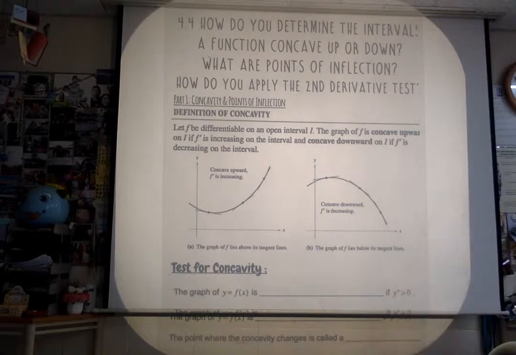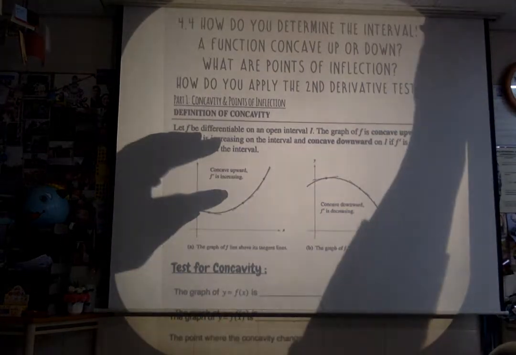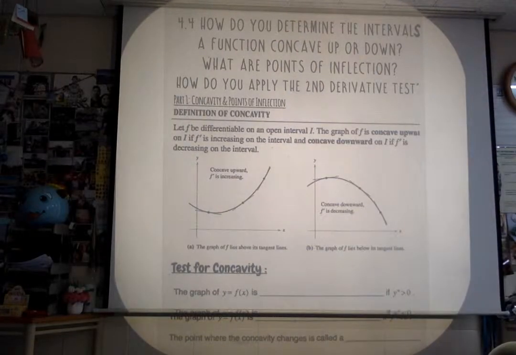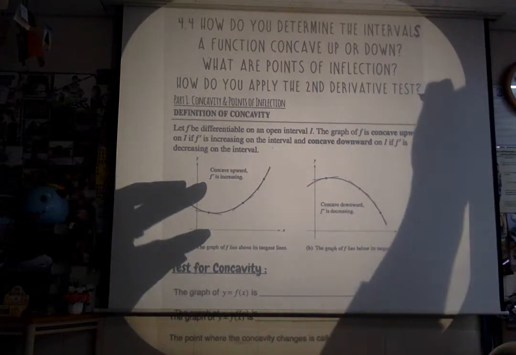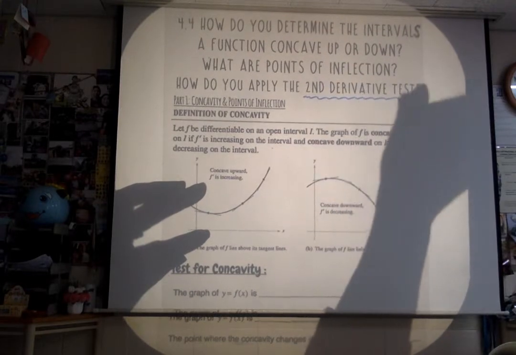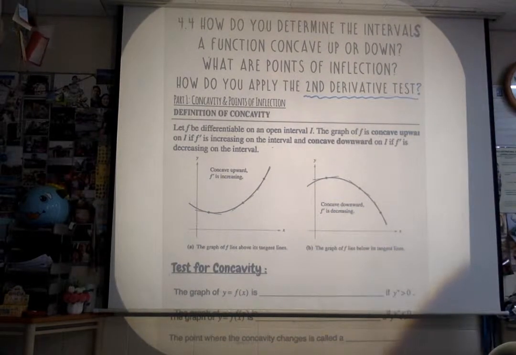Determine the intervals of a function that concaves up or down. First of all, what does concavity, or concave up or down, mean? We're going to talk about that. And what are points of inflection? How do you apply the second derivative test? We talked about the first. Now, what does the second derivative test tell us? That's what we're going to discuss, okay?